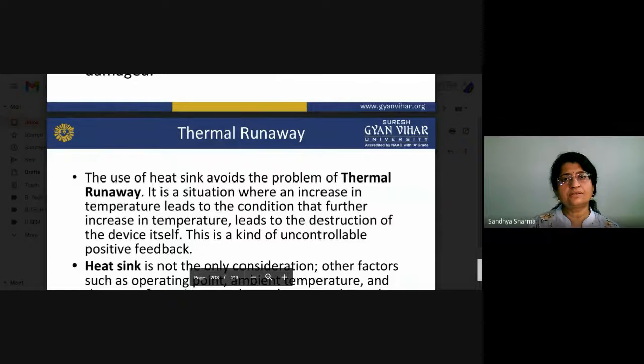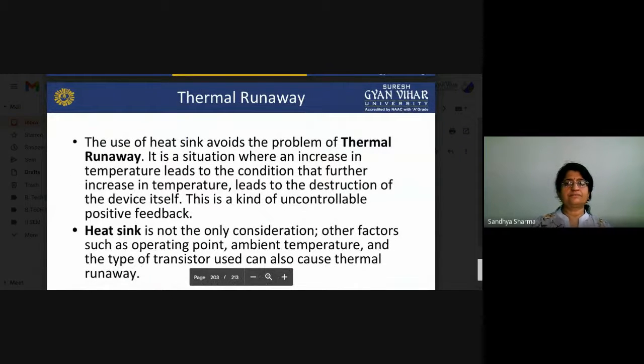Now we have to know about thermal runaway, and what is thermal runaway? The use of a heat sink avoids the problem of thermal runaway. If you use the heat sink, it will protect you from the problem of thermal runaway. Thermal runaway is a situation where an increase in temperature leads to a further increase in temperature, and that leads to the destruction of the device itself. So this is a kind of uncontrollable positive feedback.